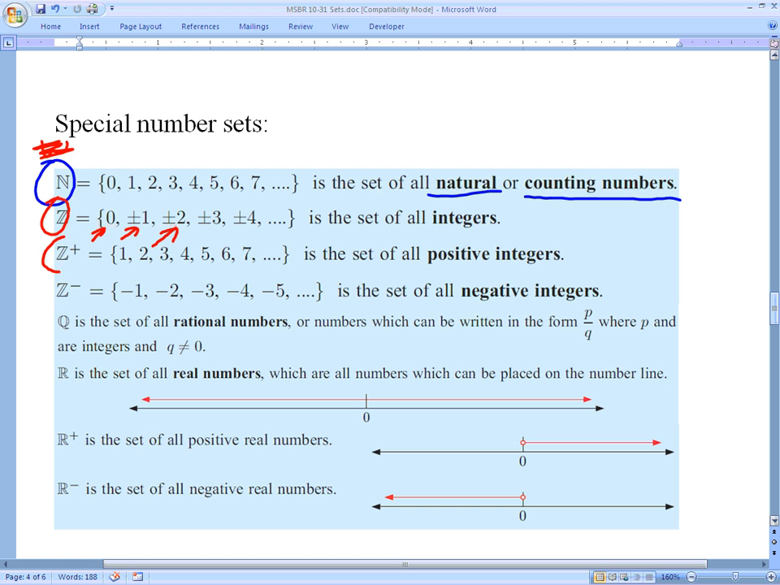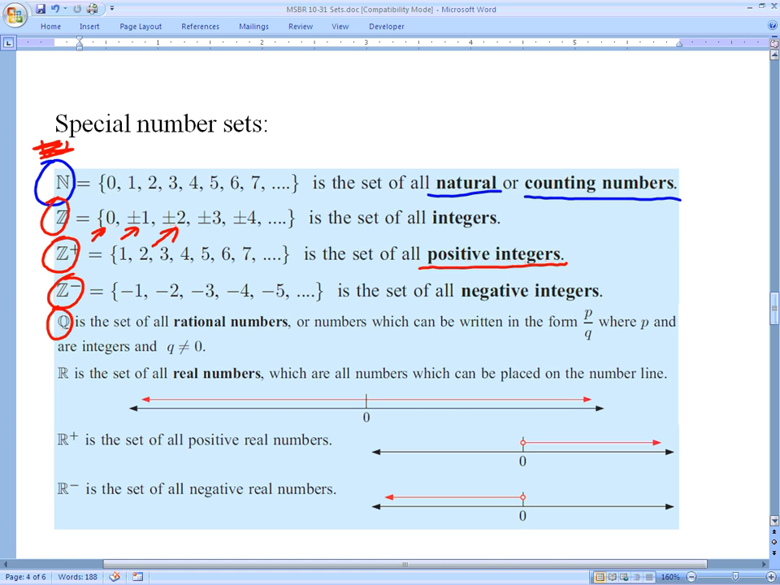Now, if you put Z with a positive symbol at the end, that's what I've often referred to as the natural numbers, though it's not what's referred to here as natural numbers, and that is the positive integers. And then Z with a negative is going to be our negative integers. Neither of those include 0, because 0 is neutral, neither positive nor negative.